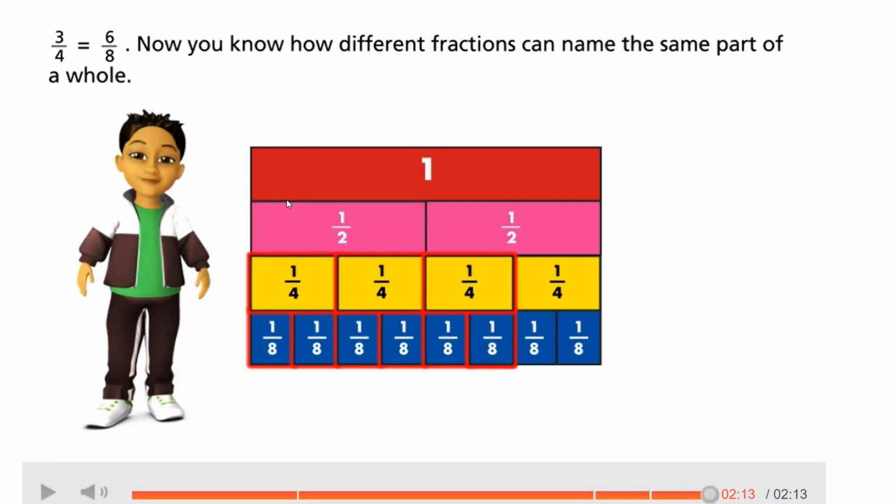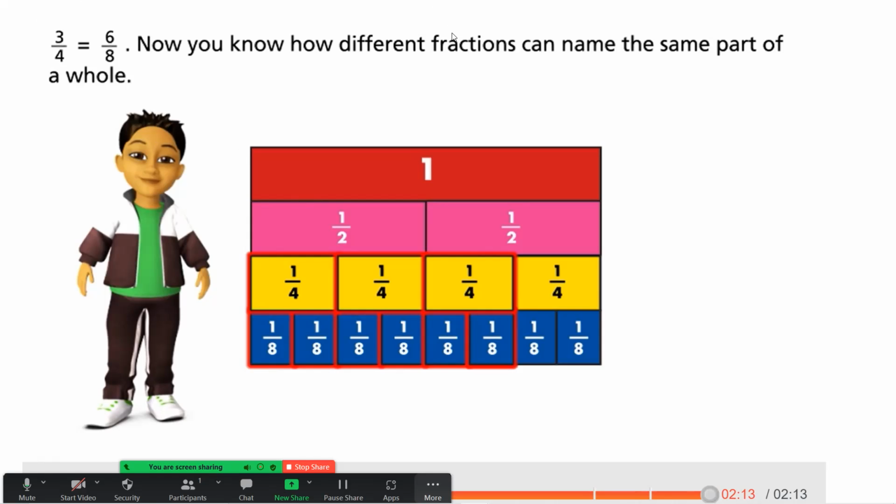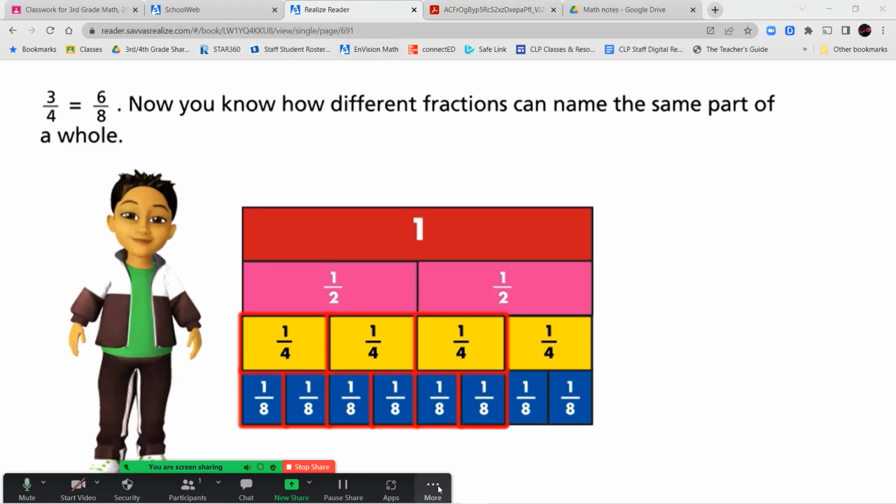So you can see that what we did here to find these equivalent fractions is we cut each one of these pieces into 2 parts. So we doubled the number of pieces that we have. So I did 3 times 2 to give me 6 and 4 times 2 to give me 8. I multiplied my numerator and my denominator by 2, and that gave me an equivalent fraction. So that's another way that you can use to find equivalent fractions. You have to multiply your numerator and denominator by the same number, or divide your numerator and denominator by the same number, but we'll get to that later. Now let's go ahead and get into our notes and our guided practice together.